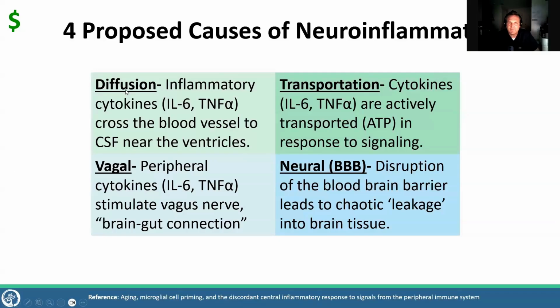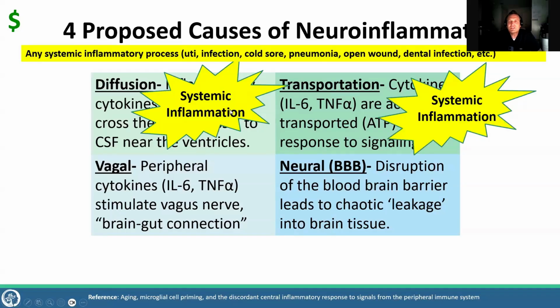The first one is diffusion. You remember during COVID, there was talk about a cytokine storm. When the immune system got revved up, these inflammatory cytokines would get transmitted to the brain, and it was called cytokine storming. Well, those cytokines travel through the bloodstream and they just kind of cross the blood-brain barrier. They actively diffuse through our cerebral spinal fluid and our blood vessels. And in this paper, the argument, it was mostly the cytokines of interleukin 6 and tumor necrosis factor alpha.